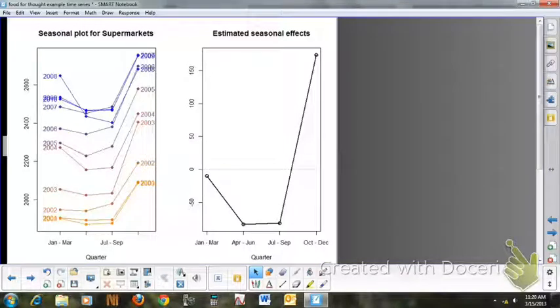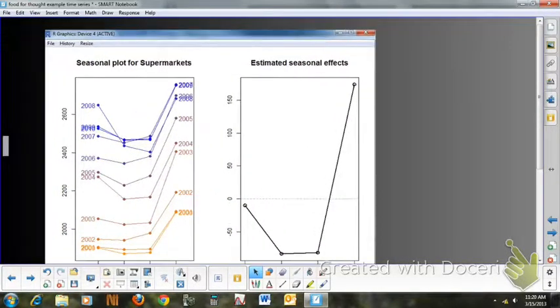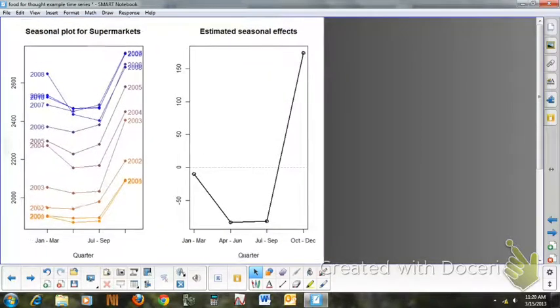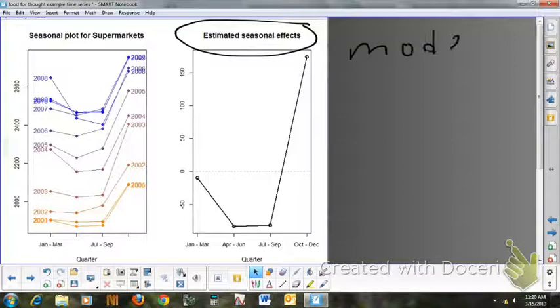Okay, the second component of your write-up will be seasonality, seasonal effects. So this graph here shows us estimated seasonal effects. And this is what the model is predicting will happen. So the model is showing us that there are troughs here and a peak here.